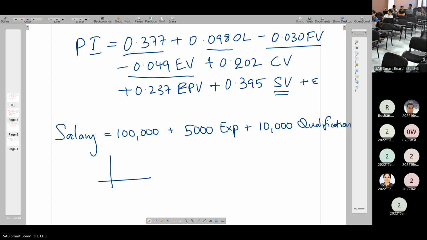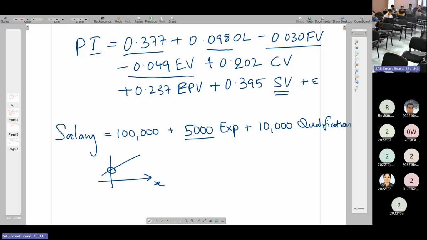Intercept means when any of the predictors are 0, still what you receive? It's 100,000. Now let's try to interpret this 5,000. What does it mean? When experience goes up by 1 year, let's say we measure by years, what happens to your salary? Your salary increased by 5,000. 1 unit, what will happen to your salary?